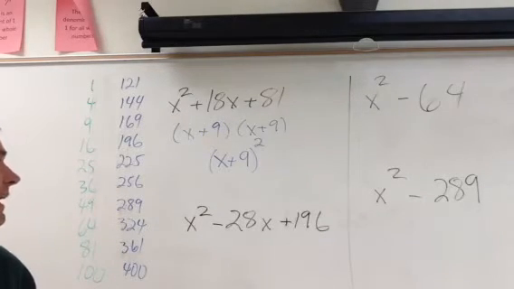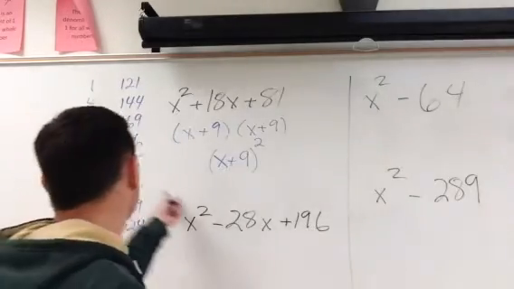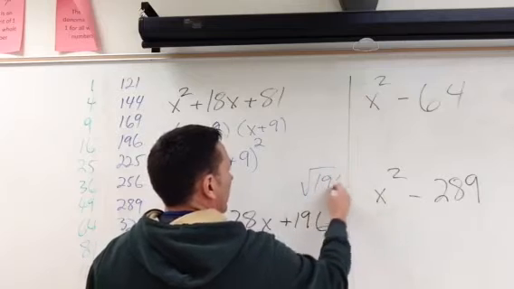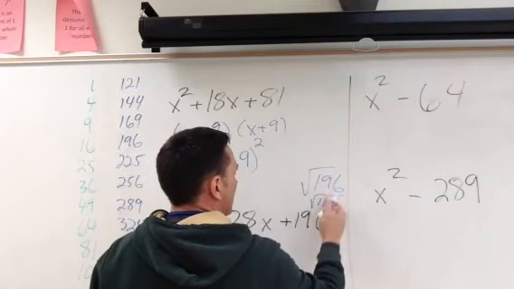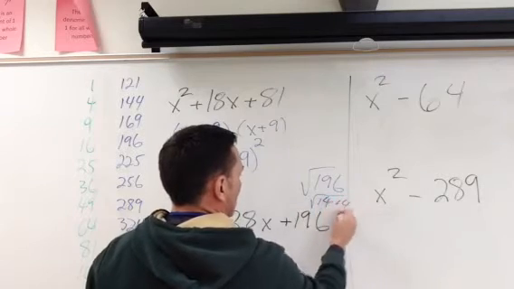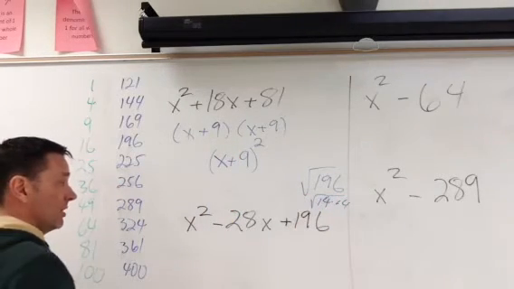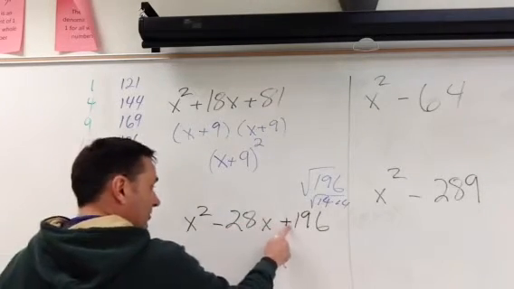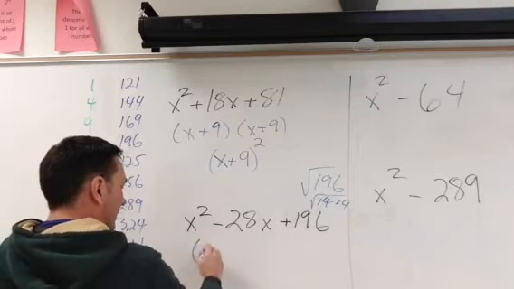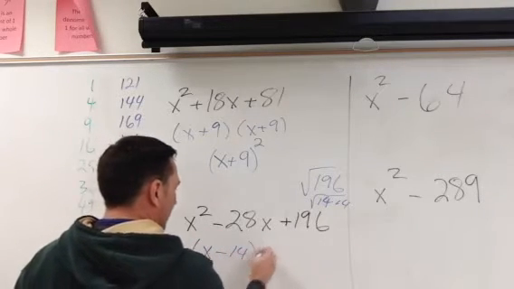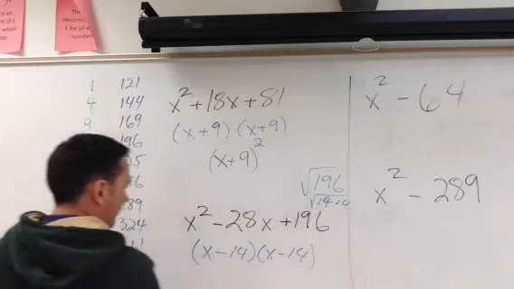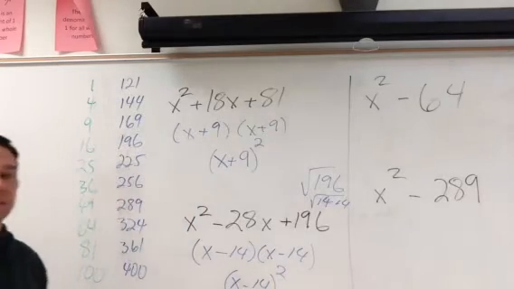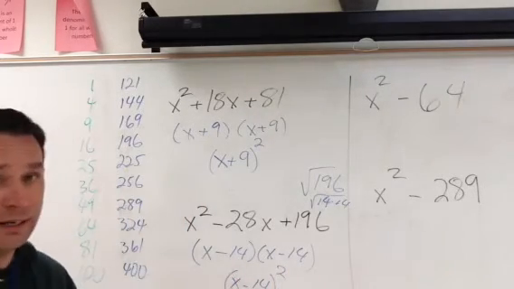Problem 2 down here. I recognize that 196 is a perfect square. So the square root of it, remember, the square root is the same thing as 14 times 14. So the square root of 196 is 14. If I add 14 up, I get 28. Now because this is plus and that's minus, instead of x plus 14, it'll be x minus 14 for both of them, and we can rewrite it as x minus 14 in parentheses squared. So the whole quantity is squared.